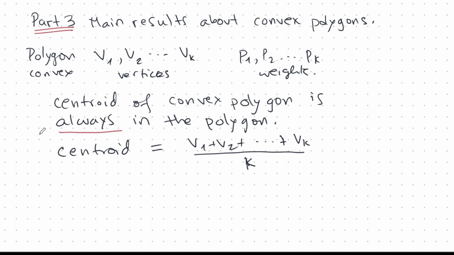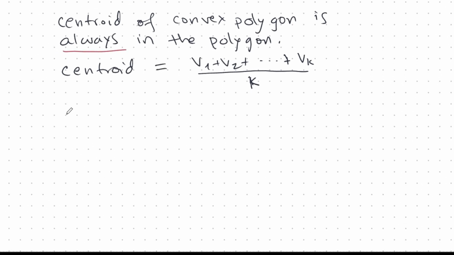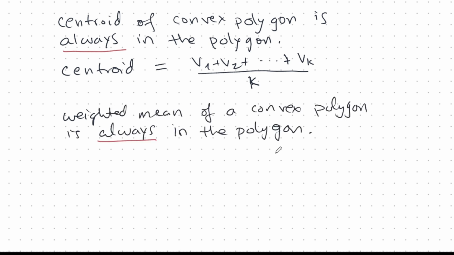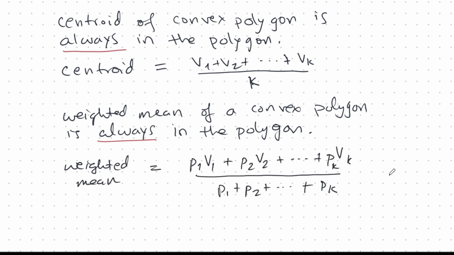And another one, a generalized version of this, is that the weighted mean is also always in the polygon. And the weighted mean, if you recall, was this expression p1 v1 plus p2 v2 and so on. Okay, so for a non-convex polygon, these points may or may not be inside. It could be inside or could be outside, but for a convex polygon, they're always inside.